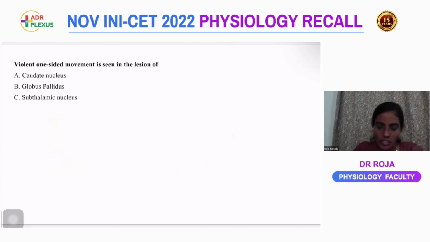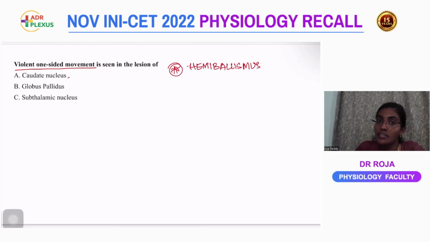Yeah, the next question is, violent one-sided movement is seen in the lesion of caudate nucleus, globus pallidus, subthalamic nucleus. Okay, so what do you understand by this term violent one-sided movement? One-sided, hemi, and violent involuntary movements. Now this is nothing but the condition of hemibalismus, which is seen in the lesions of the basal ganglia.